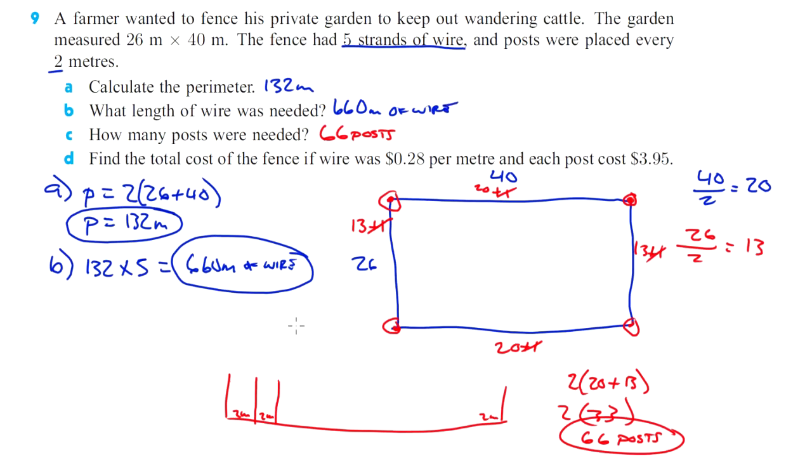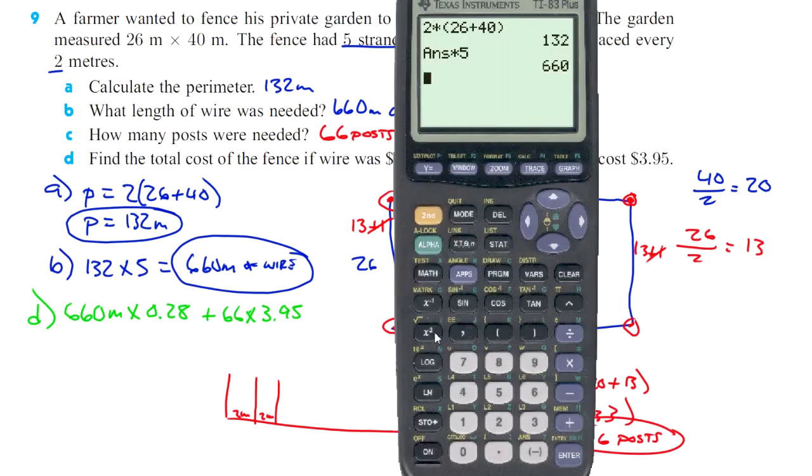Okay, let's figure out D, the last part here. Find the total cost of the fence if the wire was 28 cents per meter and each post was $3.95. So for D, the wire is 28 cents per meter, so we have 660 total meters of wire times 0.28, and then we have to add on all the posts, right? So we've got 66 posts times $3.95 per post. Okay, so we just have to calculate that out, and that'll be our total cost of putting up a fence with the wires and the posts.